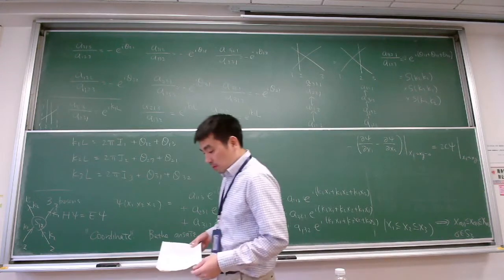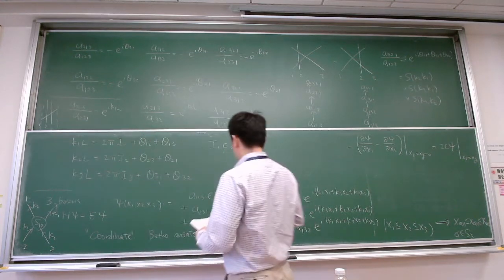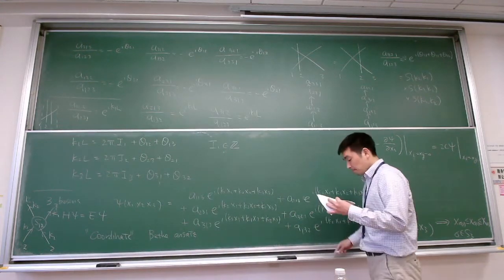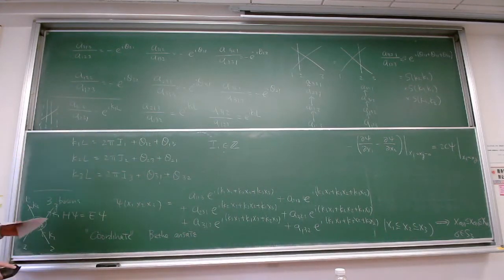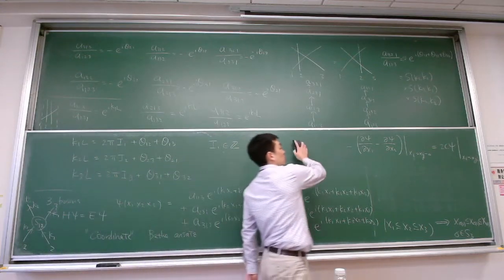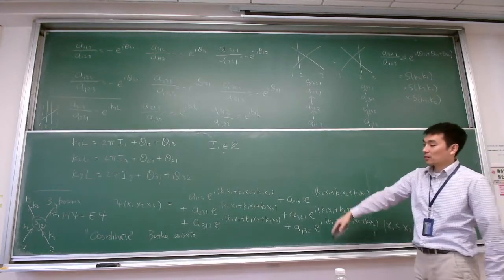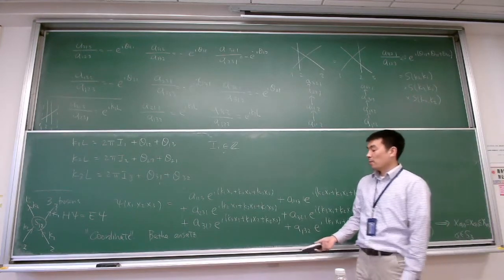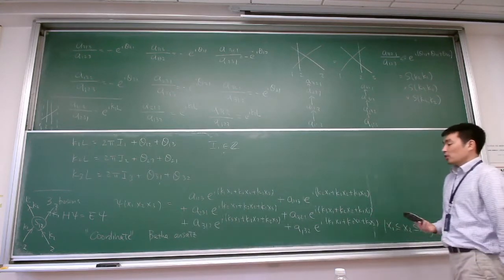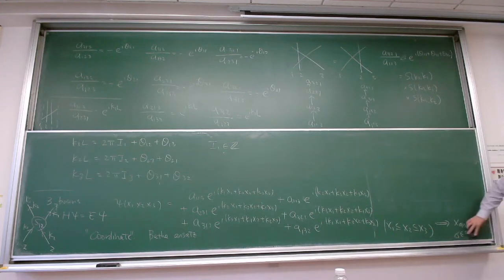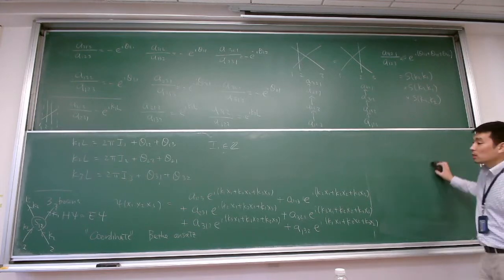Okay, so that's what you have from the straightforward generalization of two bosons to three bosons by using this, called the coordinate Bethe ansatz analysis. So you just assume the wave function is a linear combination of plane waves and plug that into the Hamiltonian, you get this.